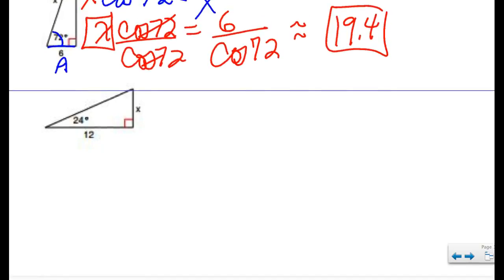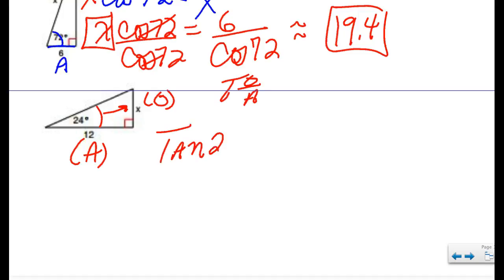So the next one, let's take a look at what we've got. We've got a 24-degree angle. We're looking for the opposite side. We know the adjacent side. So TOA. This is a tangent problem. So the tangent of my angle in question is going to be equal to the opposite side of the angle over the adjacent side to the angle. I multiply both sides by the denominator of the fraction.